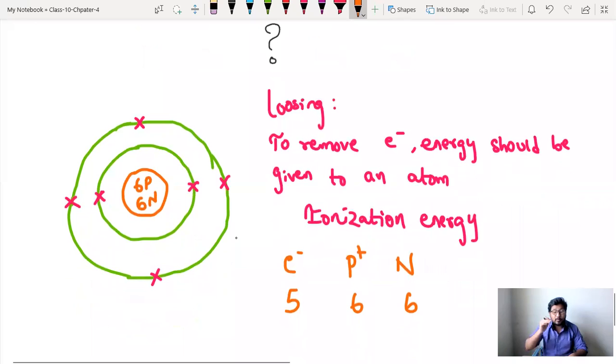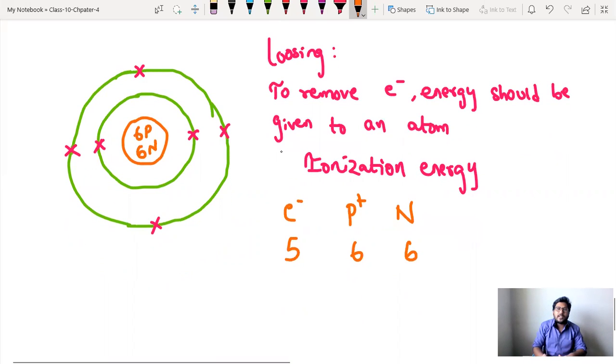You see, to remove 1 electron itself is so difficult, because a high amount of ionization energy should be given. Now let us consider you have given more and more ionization energy to remove another electron, which is so difficult. Of course, you are some Iron Man or Wonder Woman, you have given a lot of energy and removed another electron. After removing another electron, what is the electron count now? 4. What is the proton count? 6. Neutron count? 6.